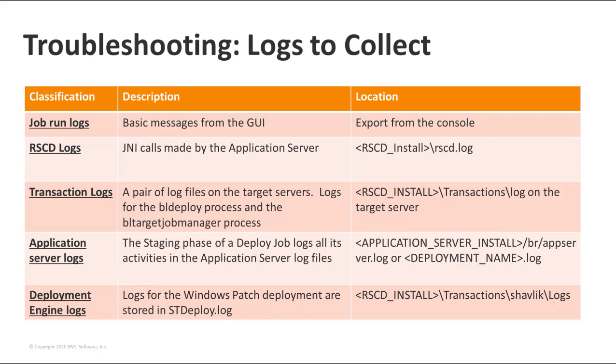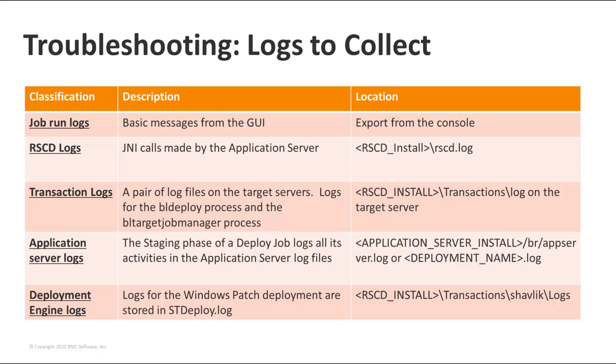Application server log. So as we spoke earlier, there are three phases of a deploy job: simulate, stage, and commit. So in the stage phase, the application server copies the patches from the repository server to the target server. So the logs of the stage phase are captured in the application server logs.